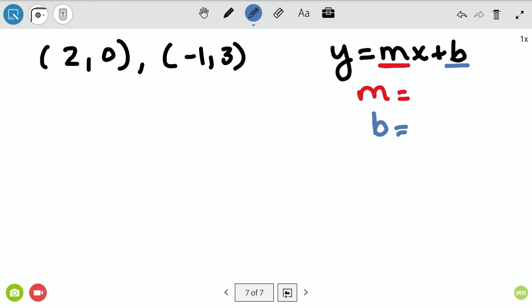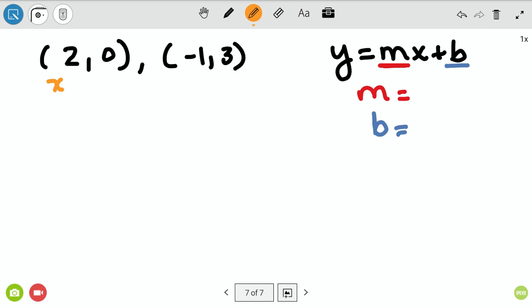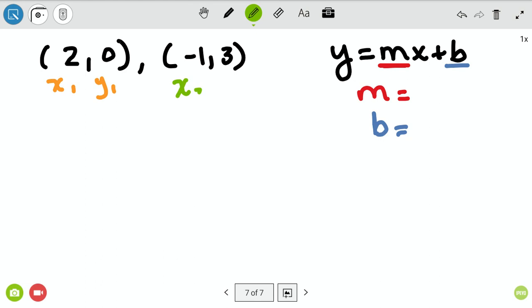So first, we have to find our m because we have 2 points. So we use our 2 points, and again, I'm going to name these, right? I've got x1 and y1, and I've got x2 and y2.